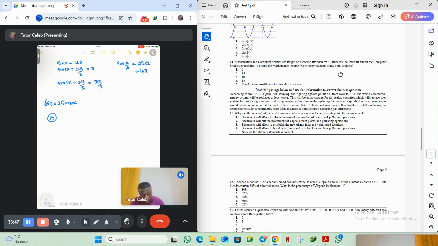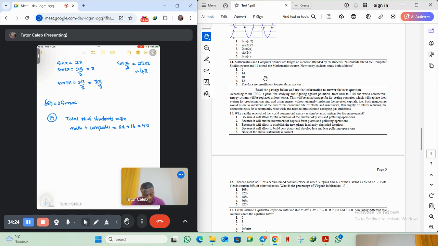You notice that the total number of students is 30. You have 30 students. But when you add the number of students that study computer and math, it doesn't add up. Math plus computer gives you 24 plus 16, which is equal to 40. That means that there is an extra of 10 people.